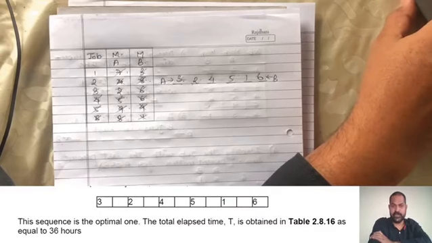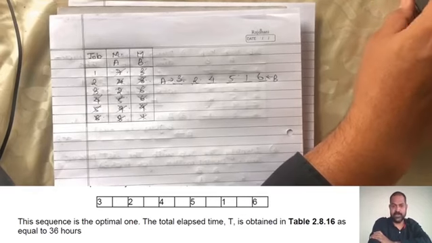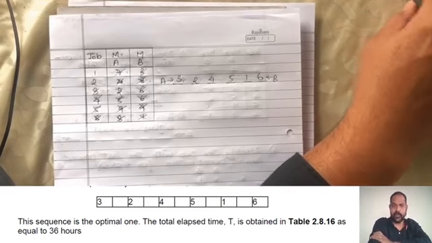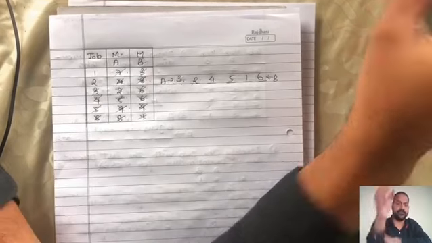Three, 2, 4, 5, 1, 6. Yes. 3, 2, 4, 5, 1, 6. My sequence and their sequence is the same. Fantastic. Let's continue with the question.